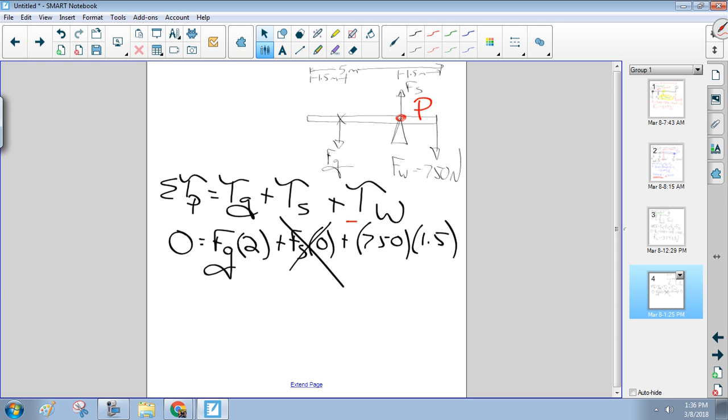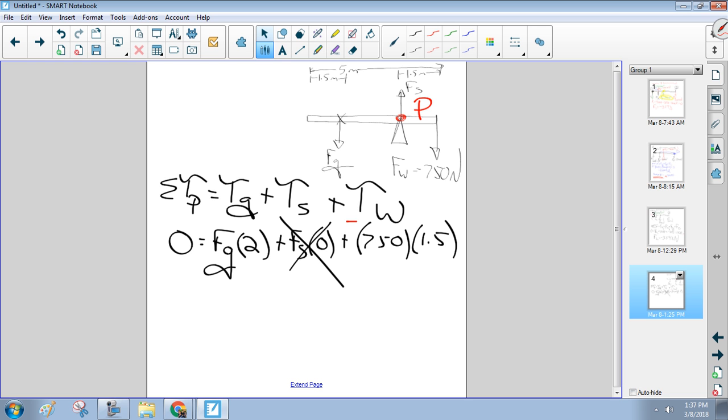Why is it just pulling it down? Yep, because my pivot point is here. The force is to the right of the pivot point, and it's going to make it spin clockwise. Okay, cool. Everybody good?